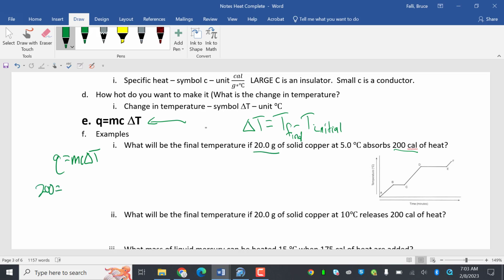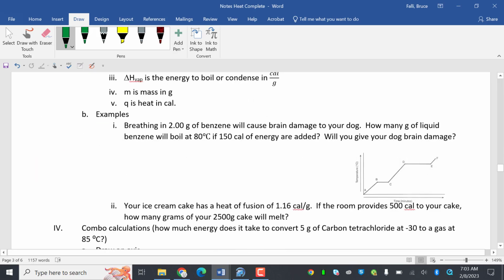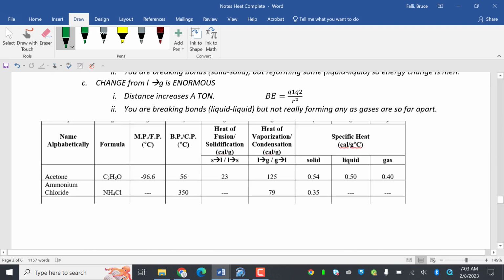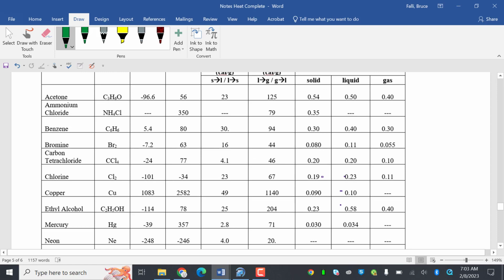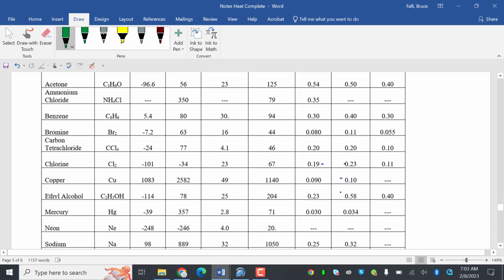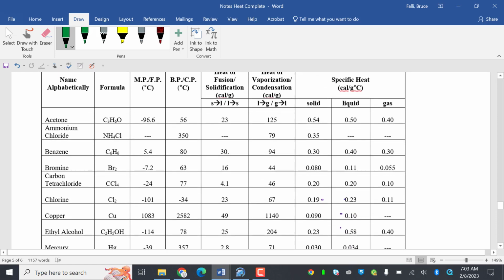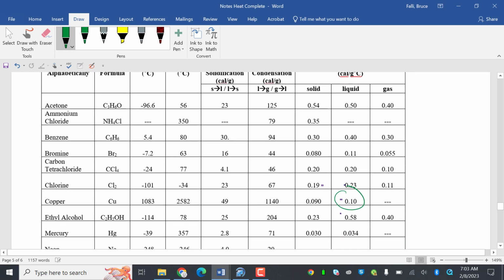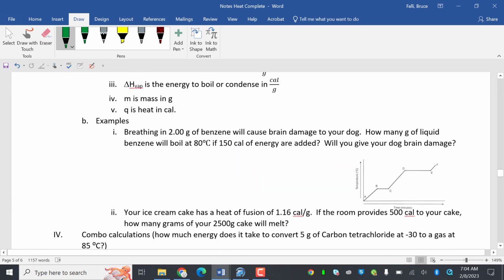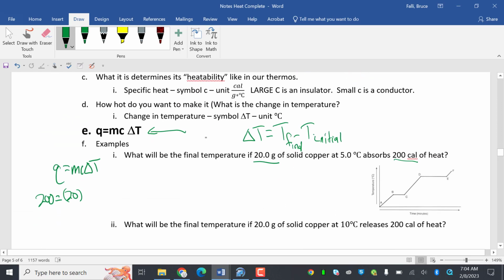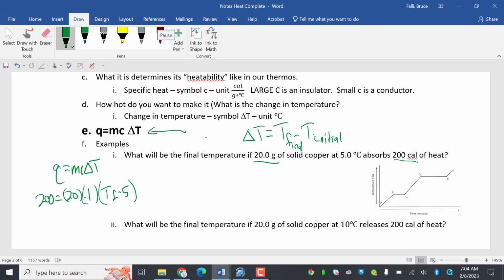I have 20 grams, and I need to find the specific heat of copper. I think I have a table of all kinds of goodness on here that I gave to you. I do. So I'm going to look for the specific heat of solid copper. These are my specific heats. Specific heat of copper is 0.1. All right, I should have that on my side because I don't want to keep scrolling back and forth. And then there's two ways to do this. I can do this with T sub F minus 5, or I can solve for delta T and then add that to 5.